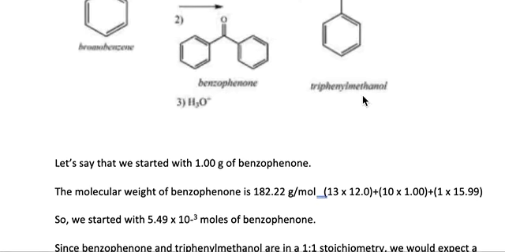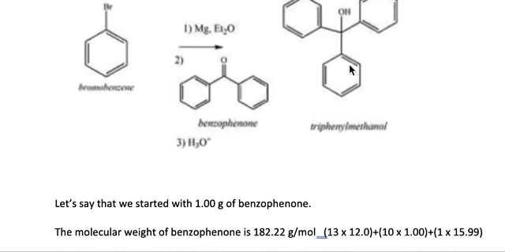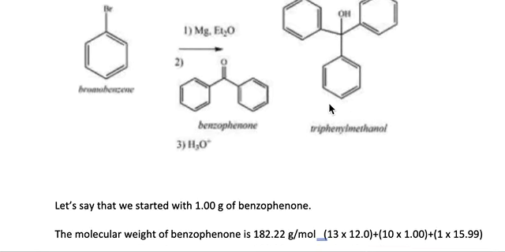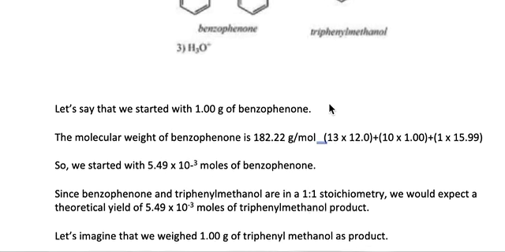Okay, so that's what I said here, right? Since benzophenone and triphenylmethanol are 1-to-1, we would expect the same amount of moles of triphenylmethanol product, and we'll call that the theoretical yield. So you weighed your triphenylmethanol at the end of the experiment, and you got something that you wrote down in your lab notebook. Let's imagine that when you weighed it out, you got 1 gram of triphenylmethanol as product. Again, you don't really care how many grams you have. You need to know how many moles you ended up with.